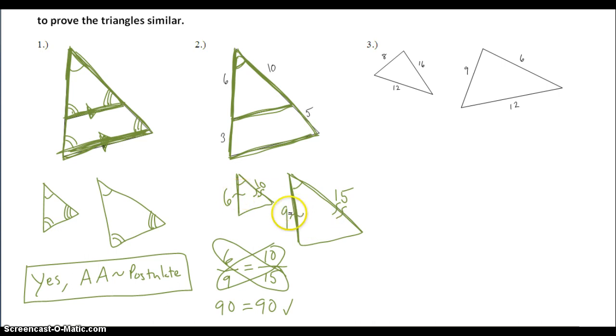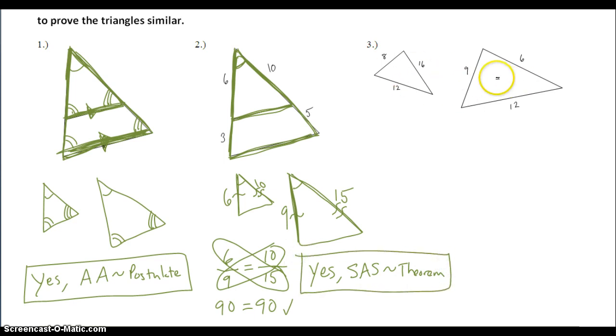Notice that instead of using a tick mark to mark these sides congruent, I'm using a squiggly line that looks like the similar symbol. That means that these sides aren't congruent, but they're proportional. So yes, these triangles are similar to each other, and the method that I would use would be the side-angle-side similarity theorem.